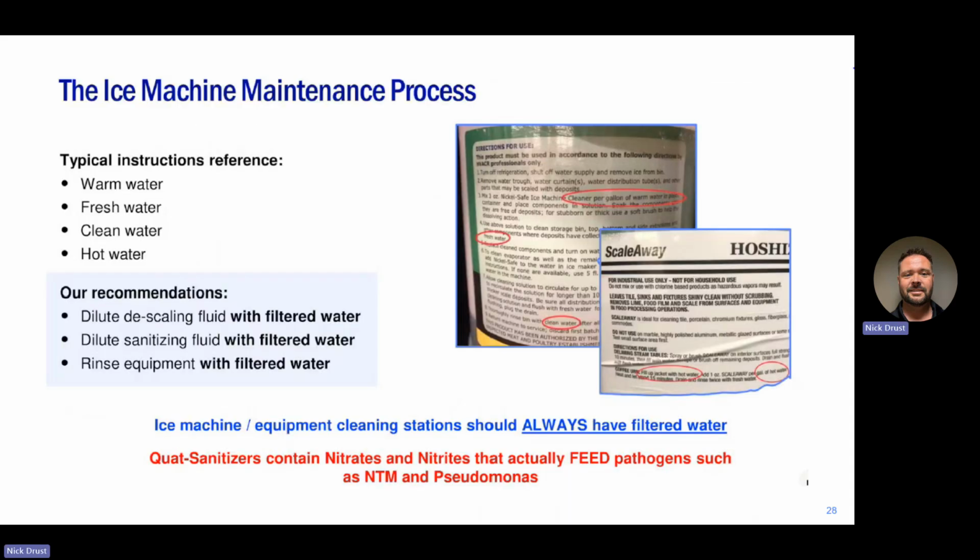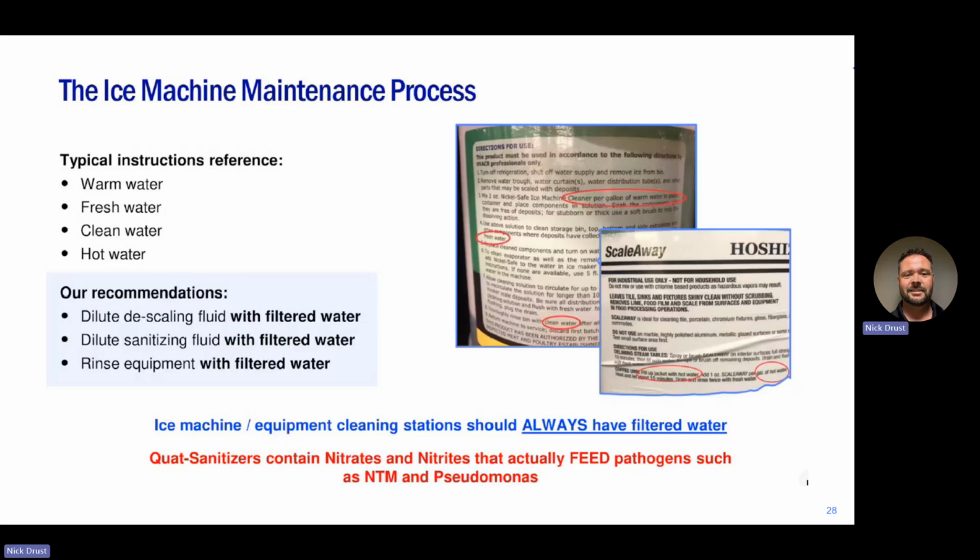Let's talk about something that most of us probably never think about during equipment maintenance. What water are we actually using to clean the equipment? Warm water, fresh water, clean water, hot water. But very rarely do the instructions define the microbiological quality of that water. So here's the question I ask. If you're spending an hour cleaning and sanitizing an ice machine, what happens if the final rinse water contains bacteria or biofilm organisms? There's a possibility you're reintroducing contaminants immediately before putting that machine back into service.